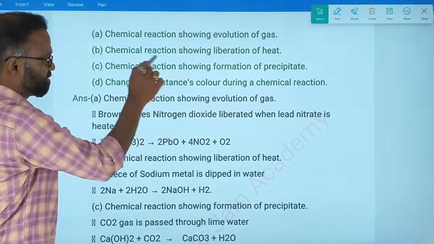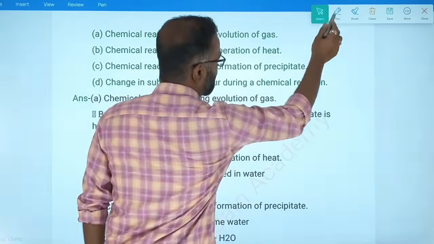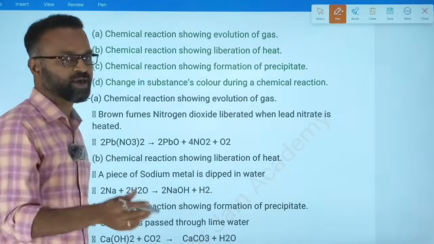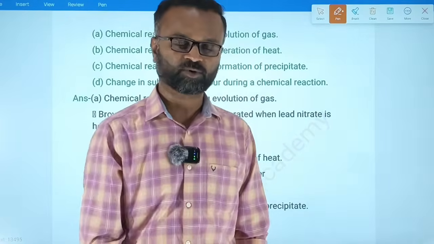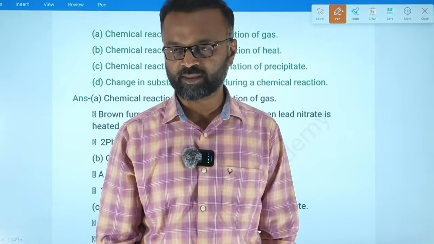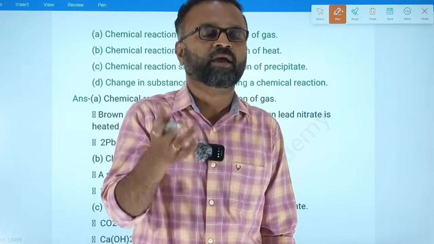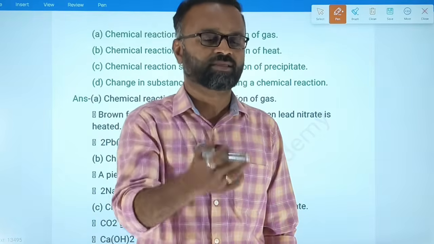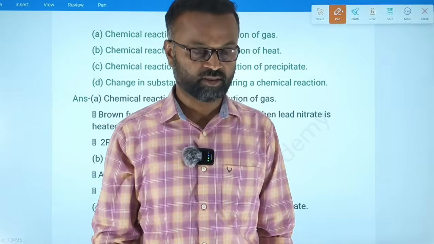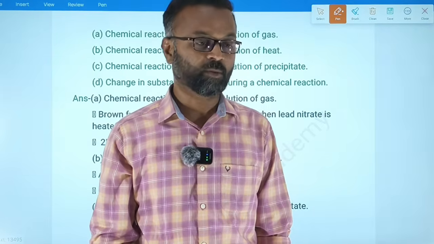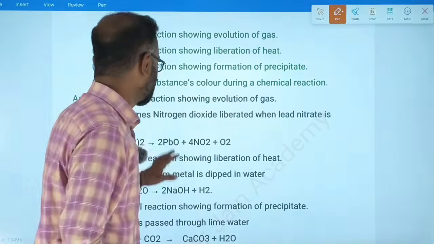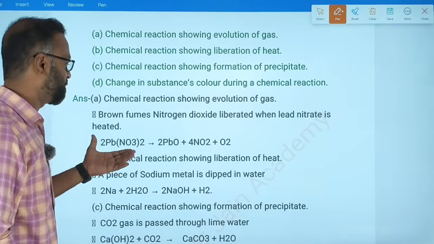Now see, first one, very simple to identify. So many examples will be there. I have taken only one over here. Chemical reaction showing the evolution of gas. Just now you saw, silver chloride when exposed to sunlight, what is happening? Chlorine gas is liberated, right? Or when any metal reacts with an acid, which gas is liberated? Hydrogen gas. When any metal carbonate reacts with an acid, it will liberate which gas? Carbon dioxide. Similarly, one such example we are taking, this is very, very important.